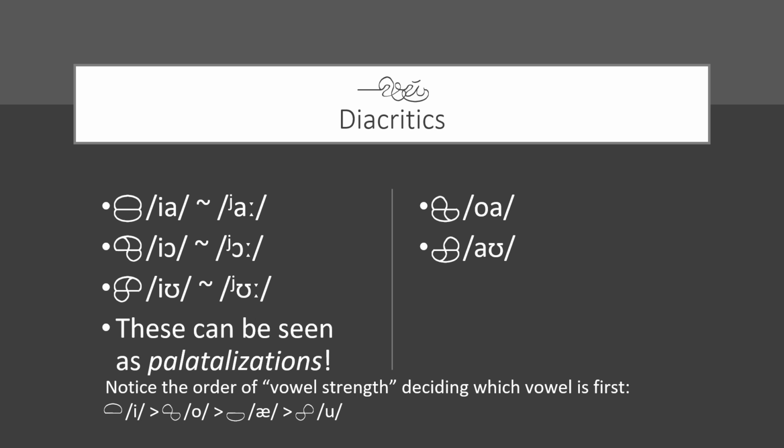So, these diacritics are formed simply from writing 2 vowels on top of the consonant, and to remember how it is pronounced, for instance, that it is always pronounced ya and not I, remember that there is a specific order of vowel strength in Ren, and the strongest vowel is always pronounced first.